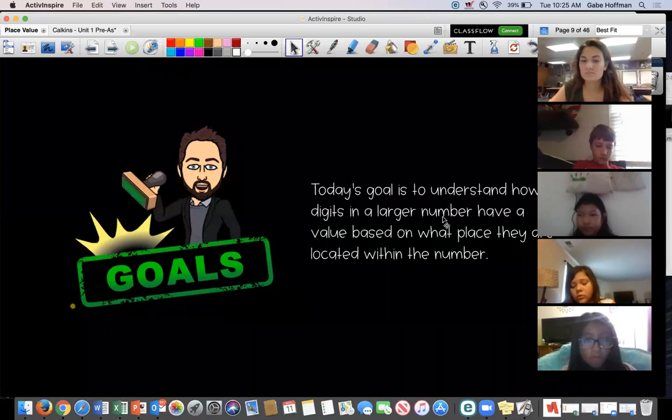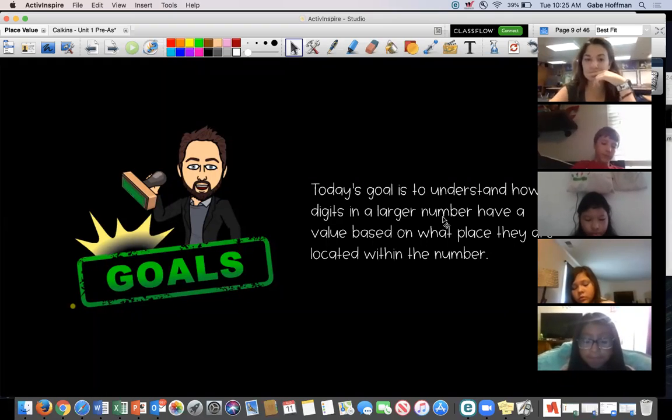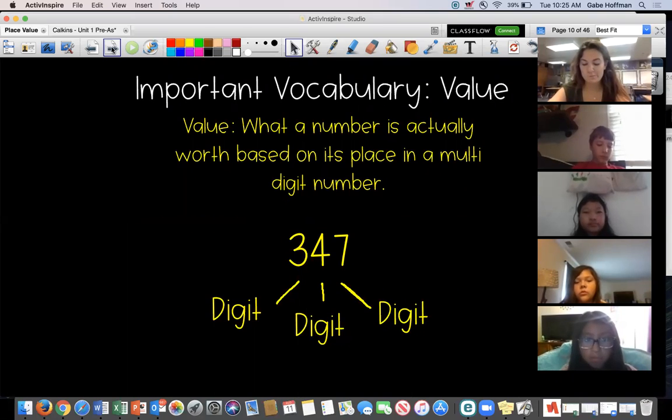So today's goal is to understand how the digits in that number, what they're actually worth, what their value is, right? Not just what place are they in, but if it's in the hundreds place, what does that really mean? Okay, so the value is what a number is actually worth based on its place in a multi-digit number. So for example, you have the digit 3, the digit 4, and the digit 7 in this number. Well, what is the 4 actually worth? I know it's in the tens place, so it's worth 4 tens, right? And so what does that mean is the value of that number.